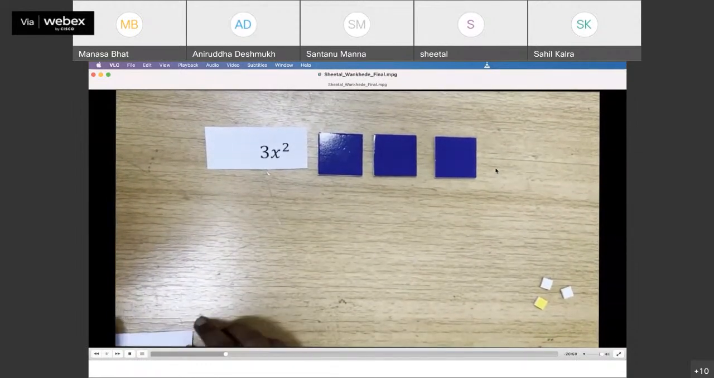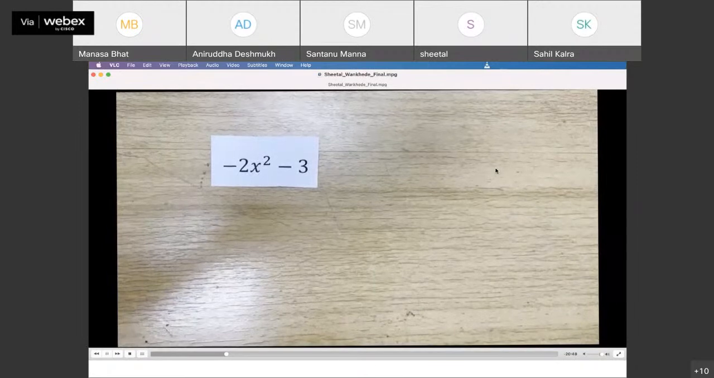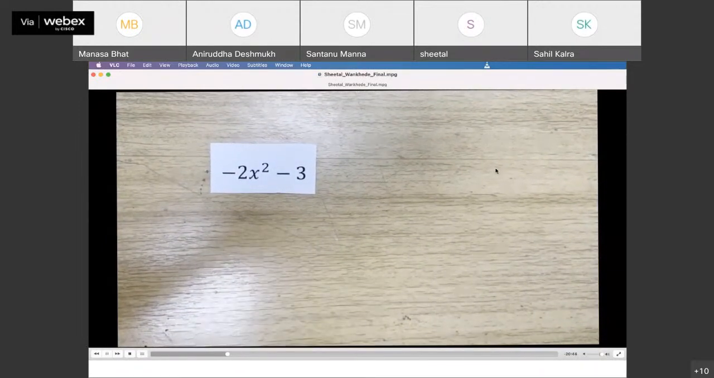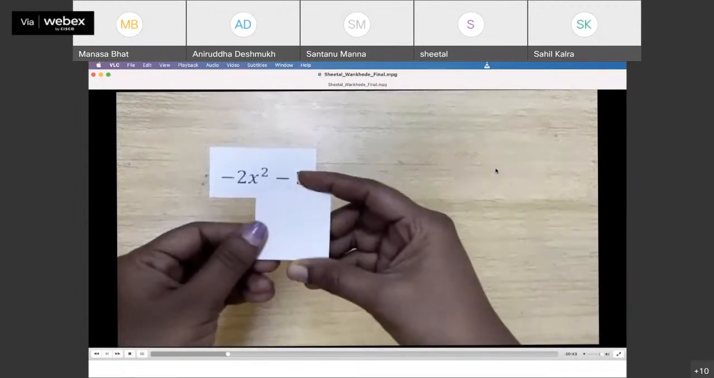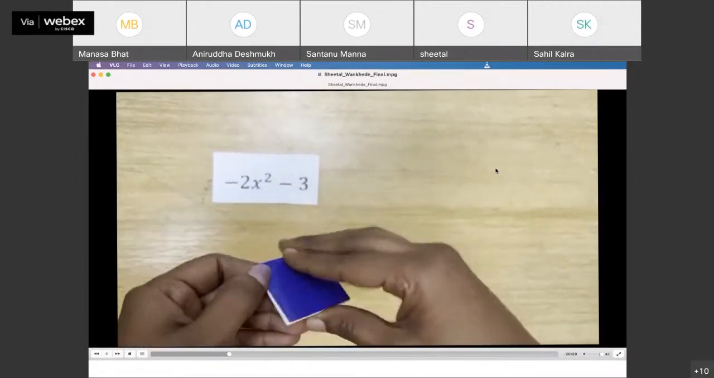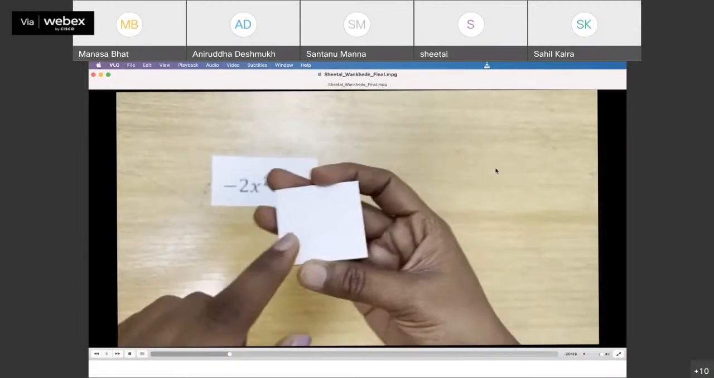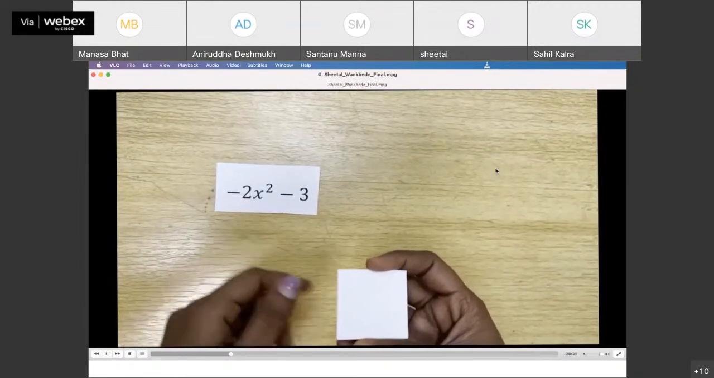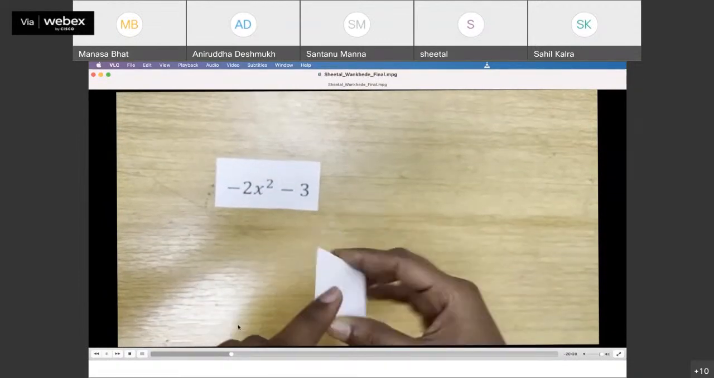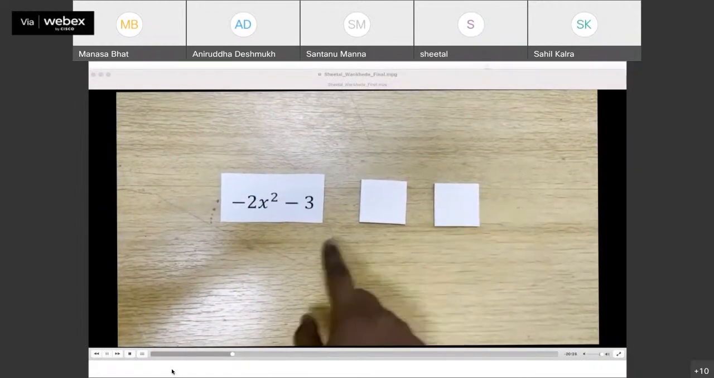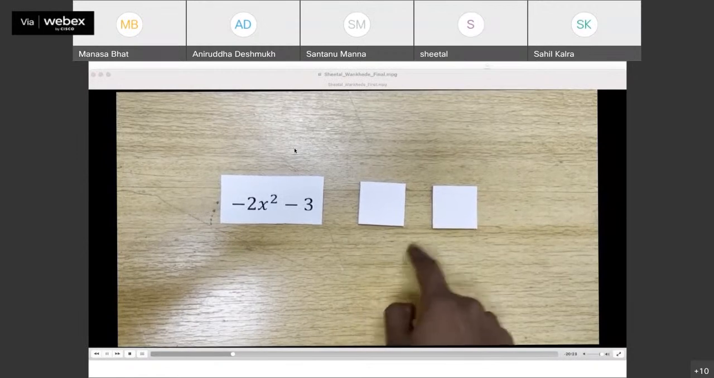Likewise, we are going to do this for the next one. Similarly, we do it for this polynomial, minus 2x square minus 3. As we discussed in the start, this white side represents the negative side. So this is the tile of x square, which means this is your minus x square. And we want this minus 2x square quantity. That means 2 times this minus x square. So 1 minus x square, 2 minus x square. That makes your minus 2 times x square.